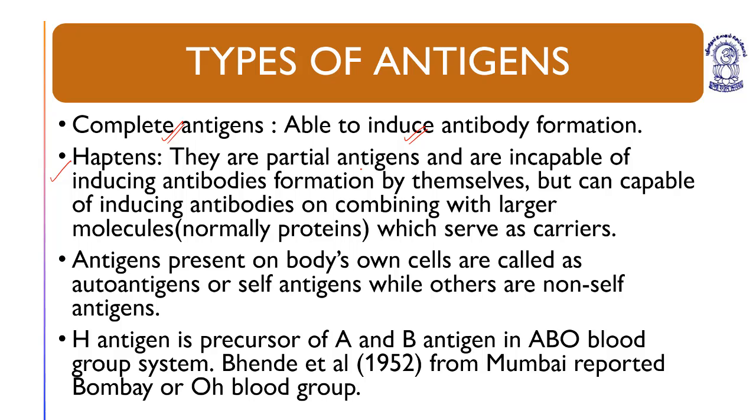Haptens are the partial antigens. They are not capable enough to produce antibody formation by themselves, and that is why they need some other proteinaceous structure, other helper molecules, to induce the antibody response. They cannot form antibodies on their own. That's why they need a protein molecule to assist them in the induction of antibodies. Understood? These are the protein carriers which help haptens to form antibodies.